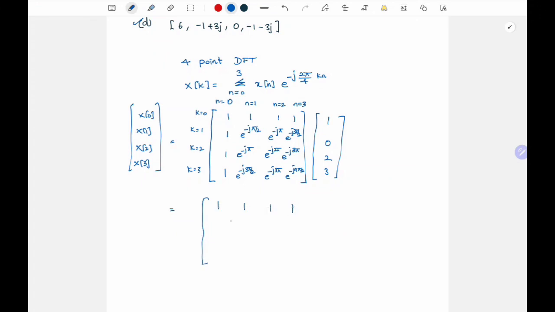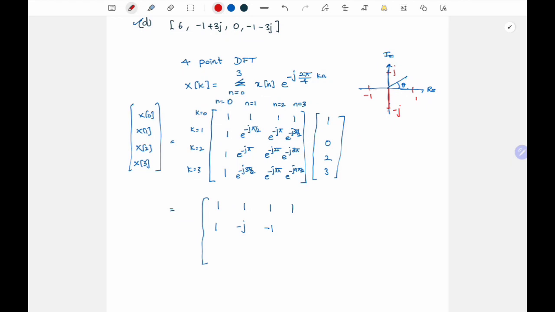So 1, 1, 1, 1, 1. e power minus j pi by 2 is minus j. Minus pi is minus 1. Minus j 3 pi by 2. If you find it difficult to interpret these results, you just go to a quadrant. So this is my imaginary axis. This is my real axis. And this will be my angle theta. So minus j pi by 2, where will it be? It will be here. And what is this? This one is going to be minus j. This is j. This is 1 and minus 1. So this is minus j.